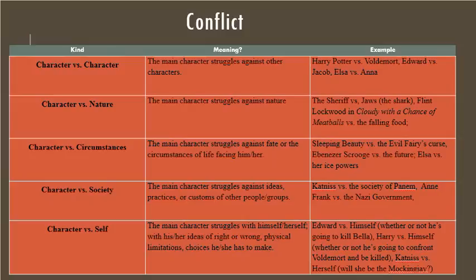An example of this in writing is Edward versus himself, whether or not he's going to kill Bella. Harry versus himself on whether or not he's going to confront Voldemort and be killed. And then you have Katniss and herself, will she be the actual Mockingjay? So if you guys have read some of those novels, they should appeal to you. And if you haven't read them, I recommend them.